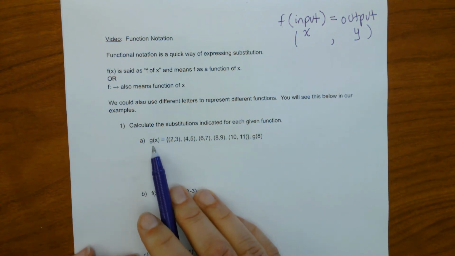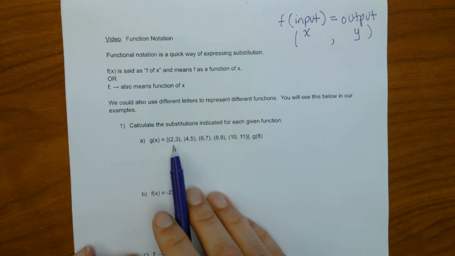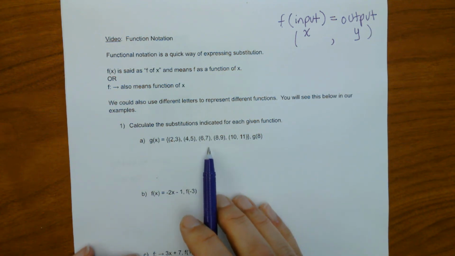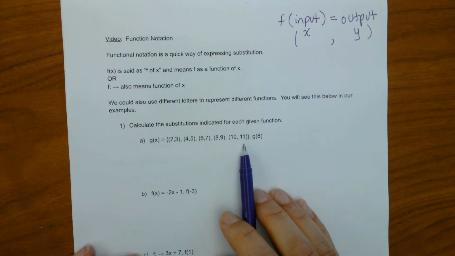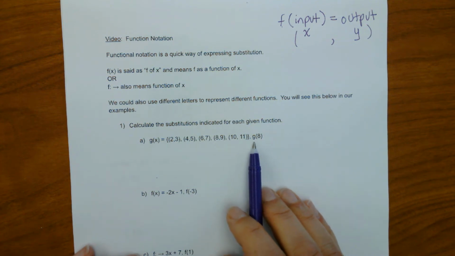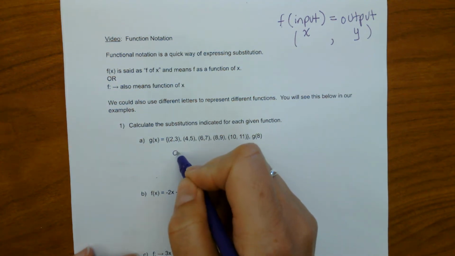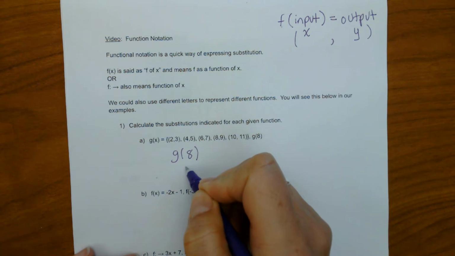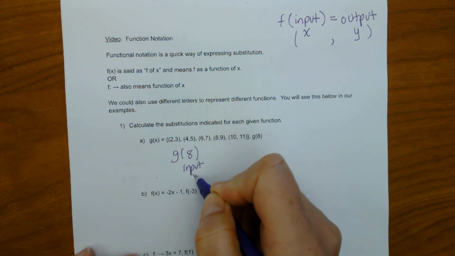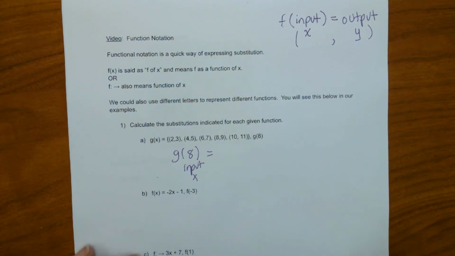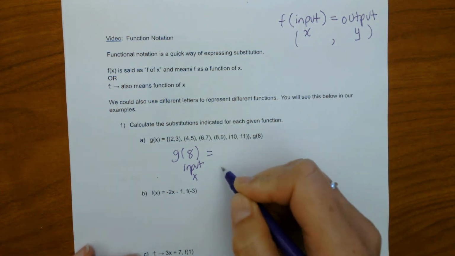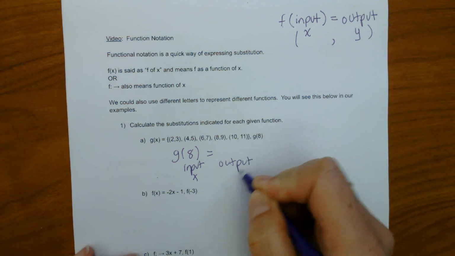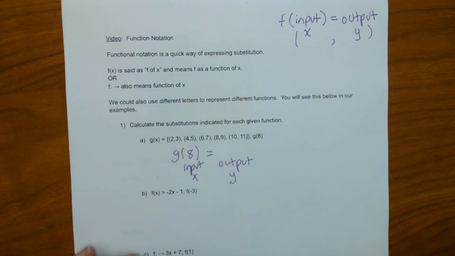Part A. g(x), and that's okay because g is just another letter that we can use for f. So this is just the g function. So g(x) equals these ordered pairs: 2, 3, 4, 5, 6, 7, 8, 9, and 10, 11. What we need to find is g(8). So we're inputting 8, and we are looking for the x that is 8. We want to see what that output is, which is going to be the y.